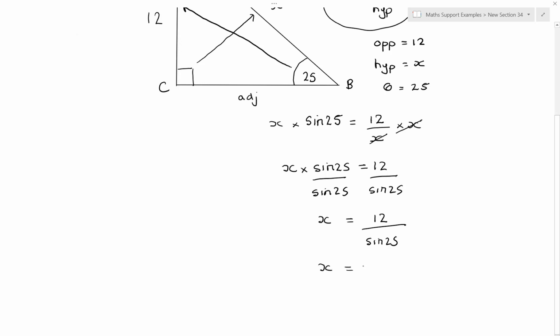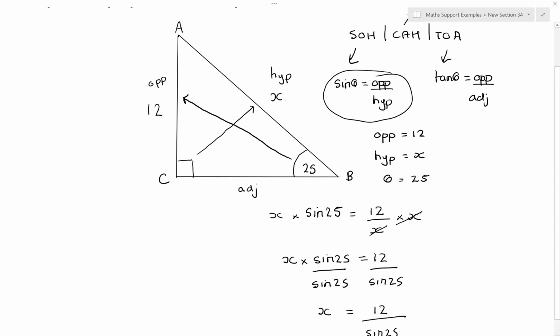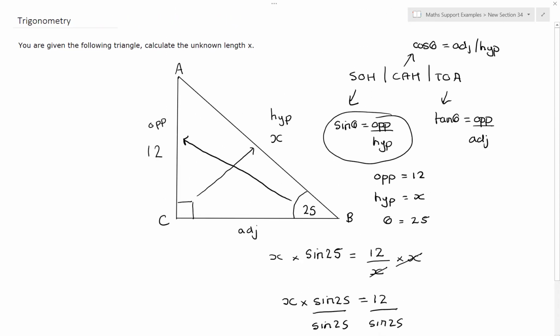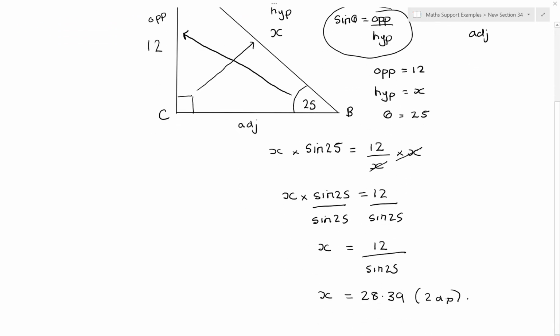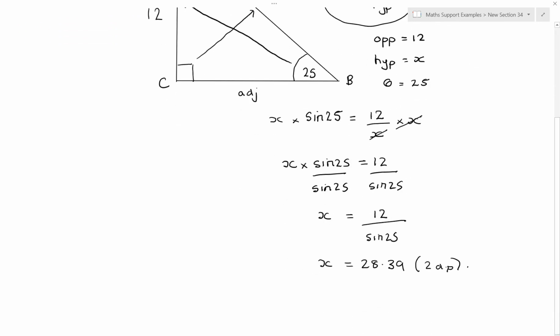x is equal to 28.39 to 2 decimal places. I have therefore used trigonometry to calculate the unknown length x, which I found to be 28.39.